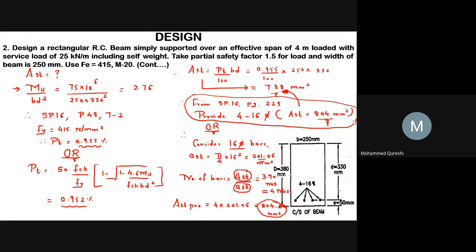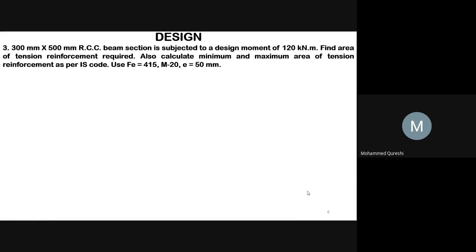And here we are considering the cover as 50 mm. So small d we had obtained as 330 mm. So your capital D will be equals to small d plus effective cover. So 330 plus 50. So total overall depth is 380 mm. And here we had provided four numbers of 16 dia bars. So these are 1, 2, 3, 4 numbers of 16 dia bars. Now we will go for next example.